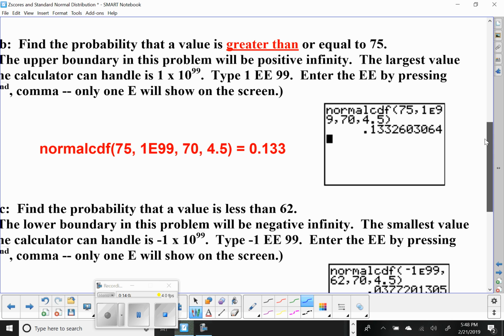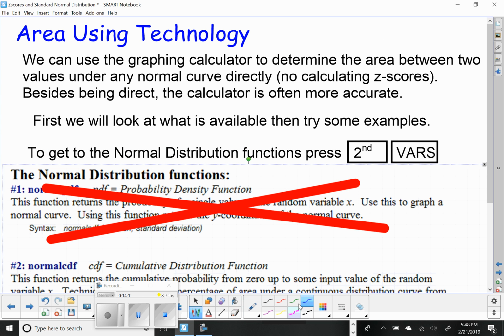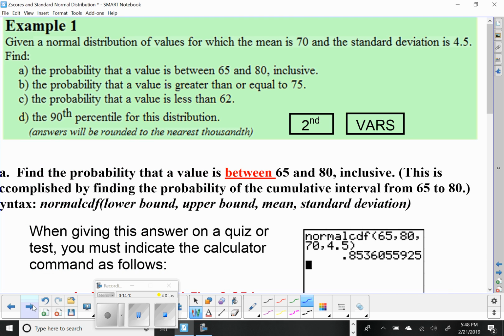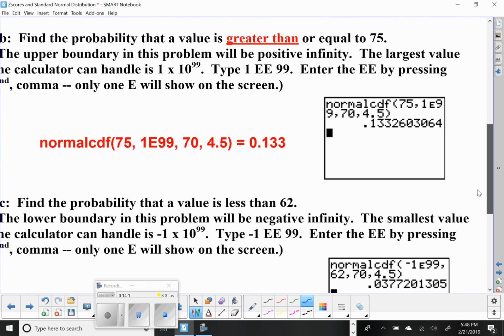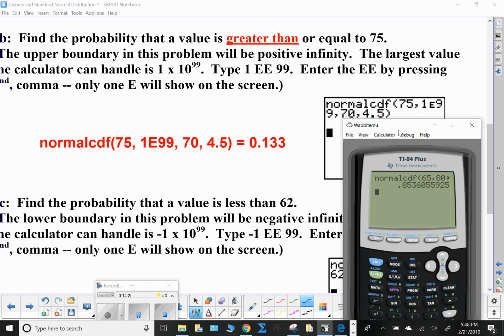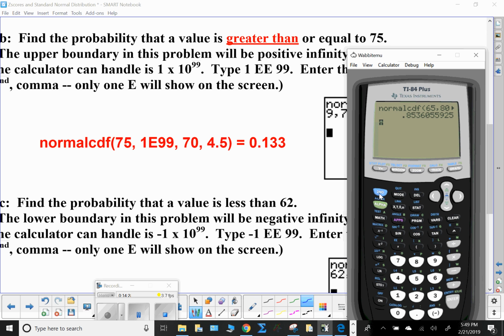We want to find the probability that a value is greater than 75 given the same mean and standard deviation. Well, for this one, again, we're going to do second vars, and you should be doing this with me. Pause the video, get your calculator, second vars, normal CDF. I want to find the probability that a value is greater than or equal to 75, which means that 75 is going to be my lower bound. My upper bound is going to be huge.